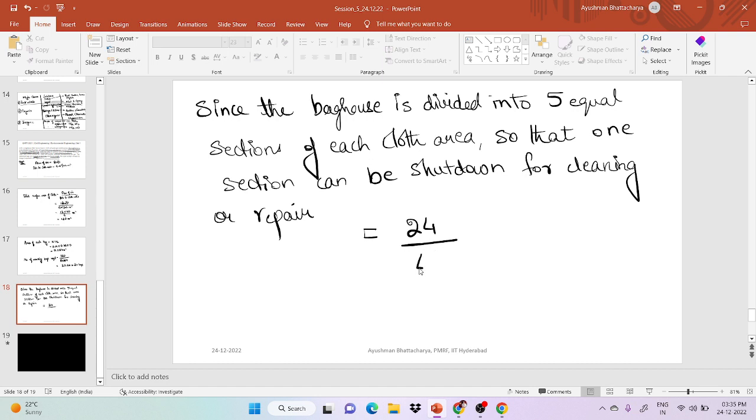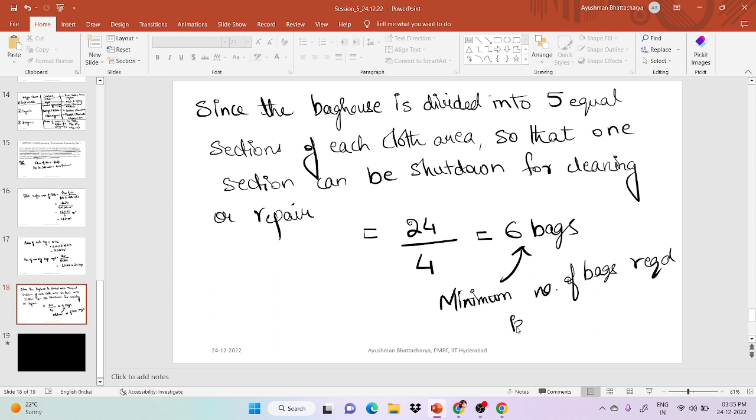24 by 4. These are the minimum number of bags. So 24 by 4, if we do, we will get 6 bags. So this is the minimum number of bags required per section, because one will be kept for cleaning. So that's why 24 divided by 4 instead of 5. So this is 6 bags.